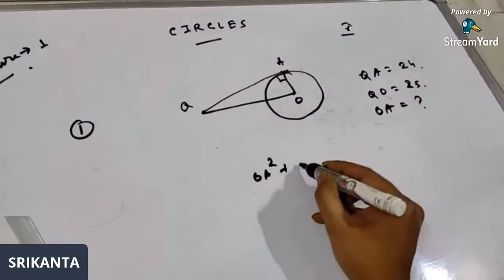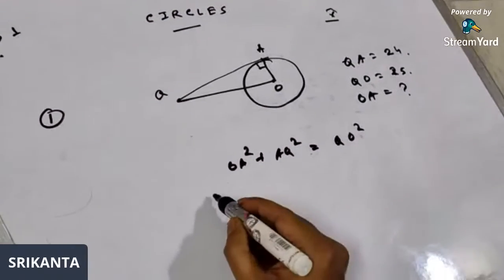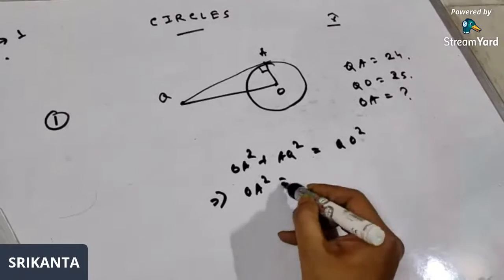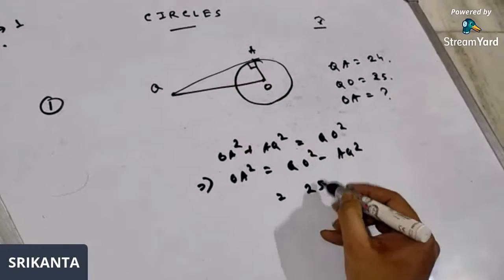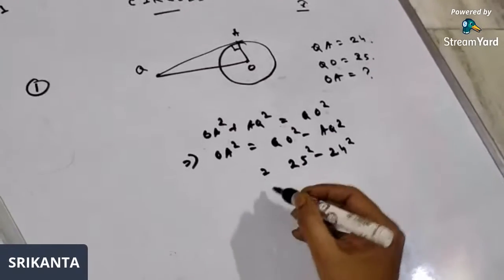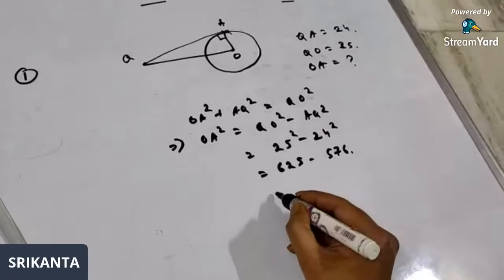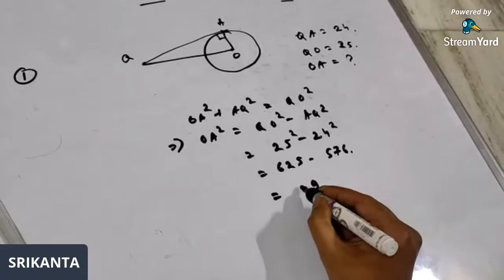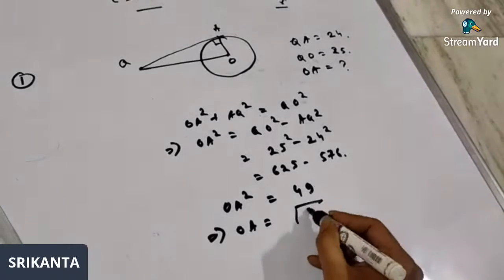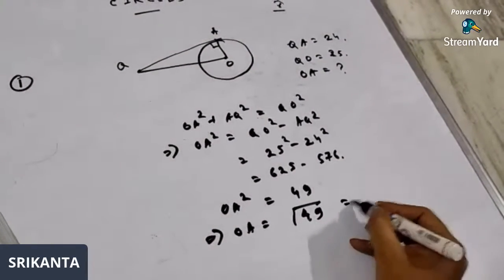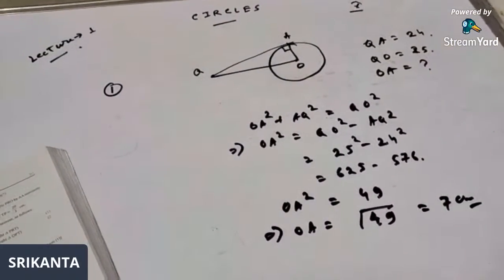So OA square plus AQ square is equal to hypotenuse square, QO square. We don't know OA, so OA square, so 25 square... 49. So OA becomes root 49, which is 7. Clear? Therefore, the radius becomes 7 centimeter.